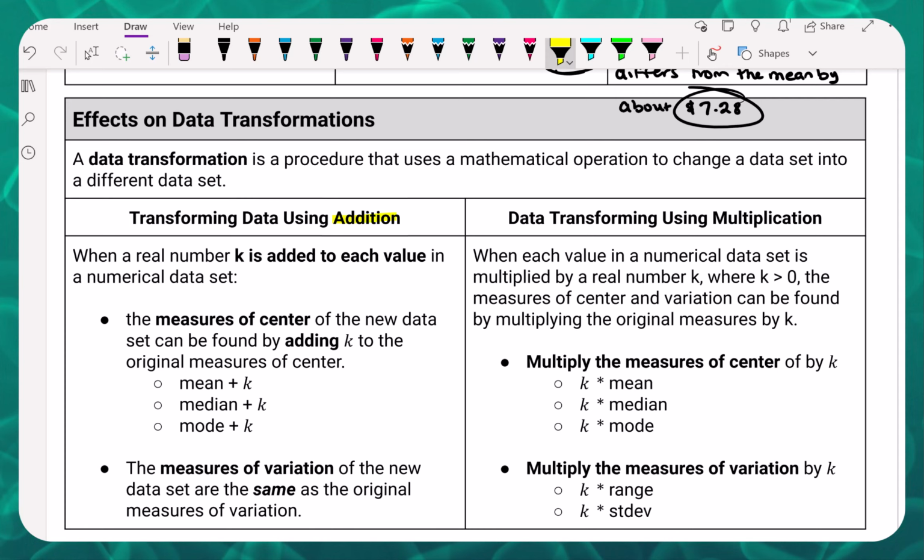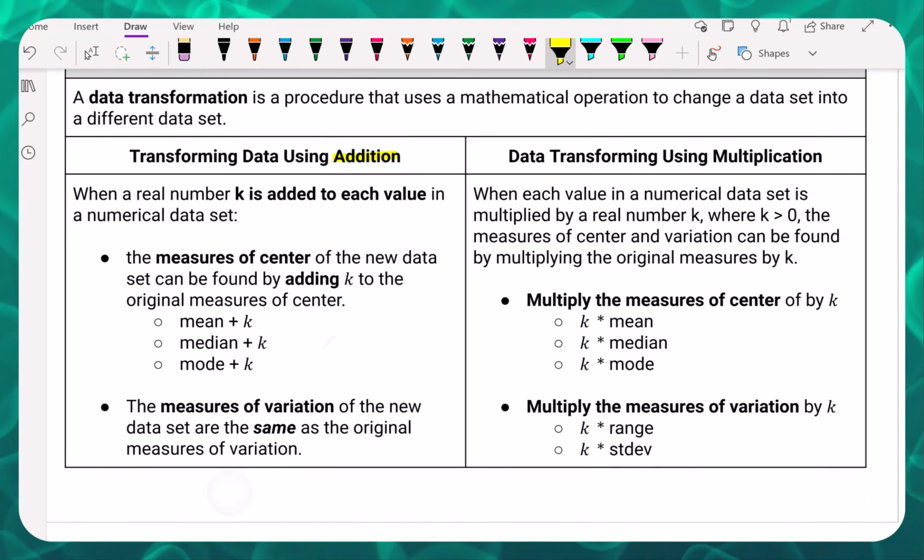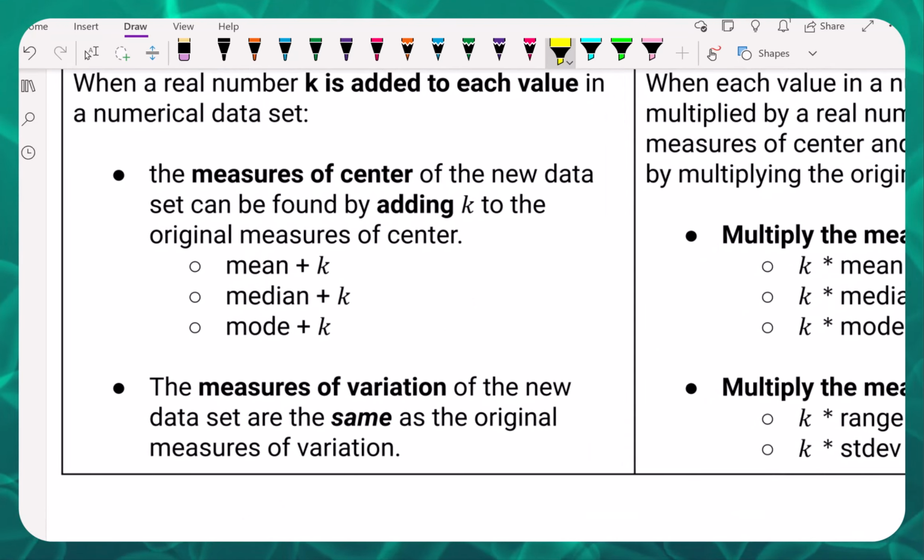Now, when I say addition, it doesn't mean that your values are always going to get bigger. They can get smaller, but that just means that you're adding a negative to your data. So just keep that in mind. So measures of center is going to be treated differently than measures of variation.